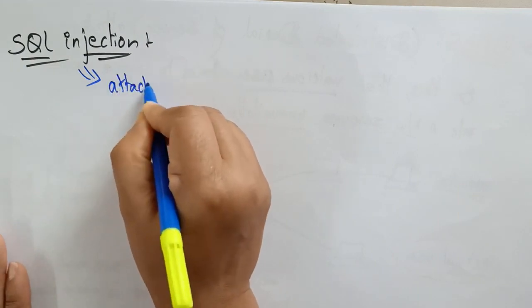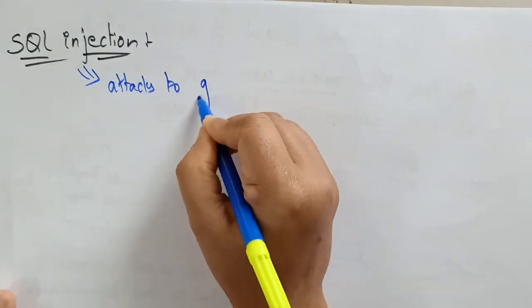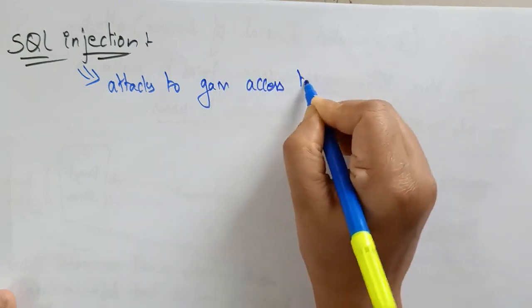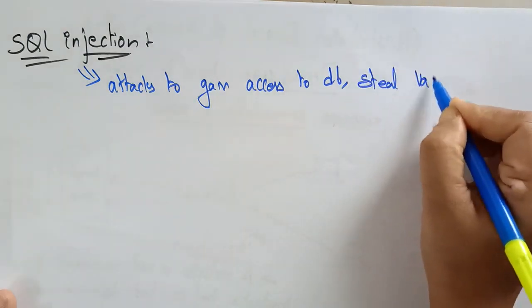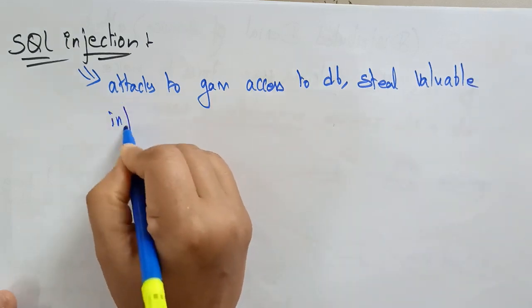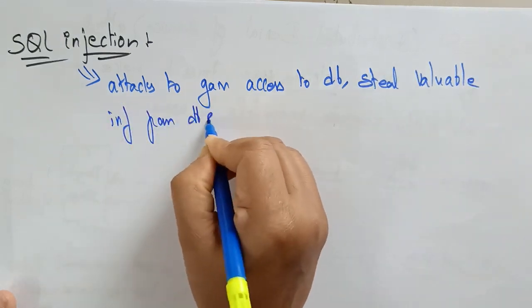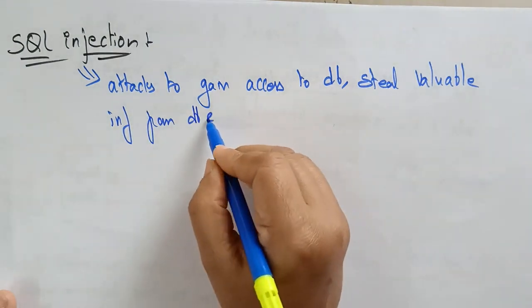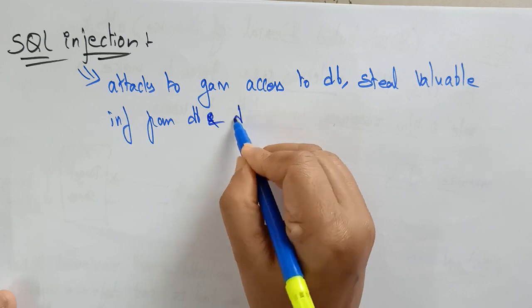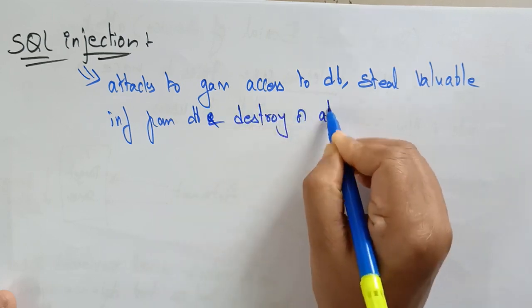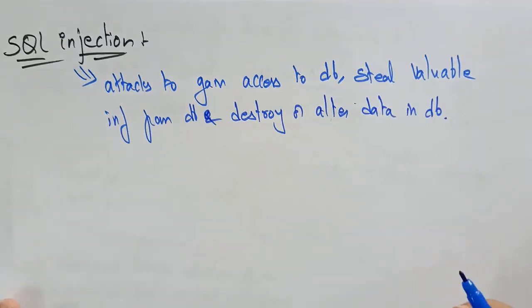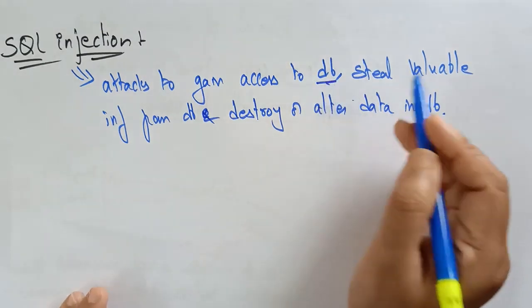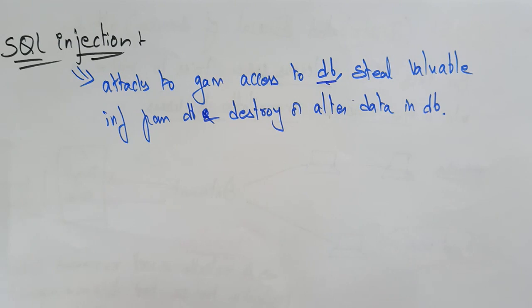SQL injection attacks gain access to the database and steal valuable information from the database. It even destroys or alters data in the database. So this is what SQL injection will do. The SQL injection attack gains access to the database, steals the valuable information, and even destroys or alters the data in the database.